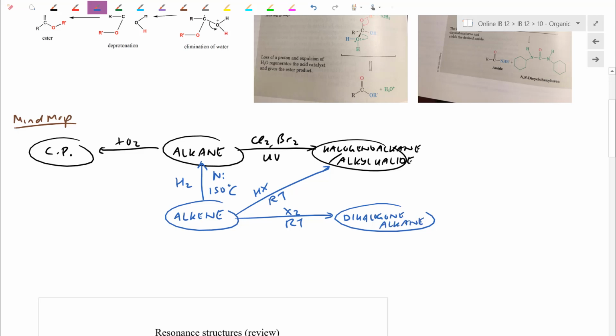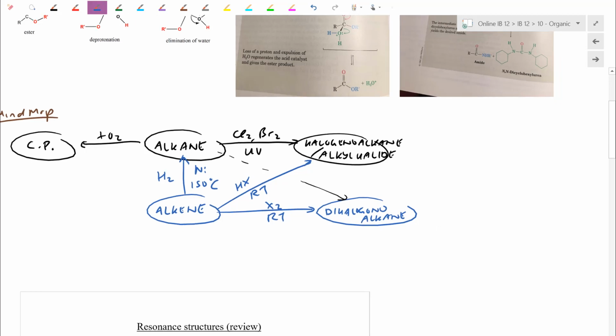Technically here, this alkane substitution through that free radical mechanism, if it happened more than once, you could also end up having a dihalogenoalkane. So sometimes they do draw this arrow over that way as well, but under the same reacting conditions. Okay. Alkenes can also add to themselves.